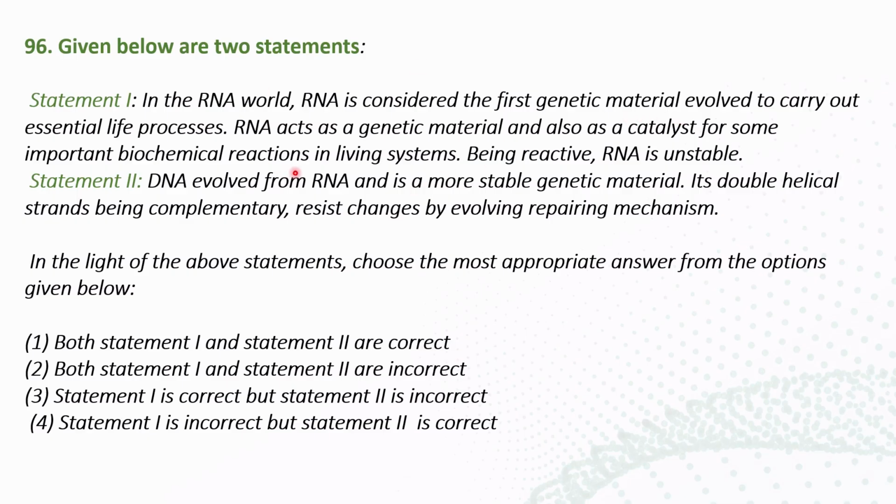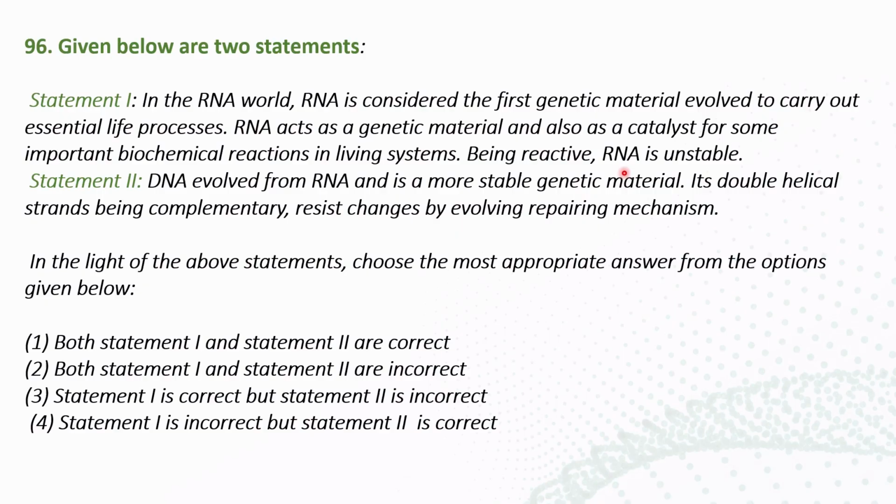If you see it in the RNA only, RNA is considered normally the first genetic material. Why? Because from the RNA only DNA came, not from the DNA RNA. So it is the first genetic material evolved to carry out essential life processes in the RNA world, like prokaryotes and everything. RNA acts as a genetic material and also as a catalyst for some important biochemical reactions in living organisms, obviously living systems, like in some prokaryotes.